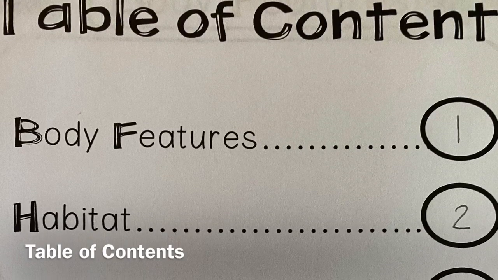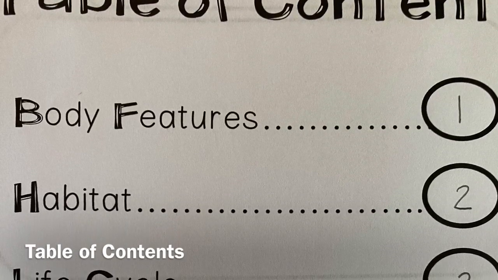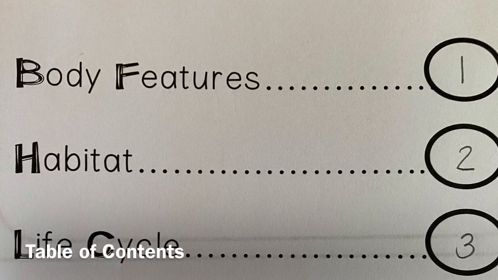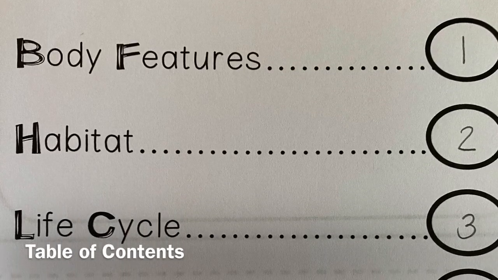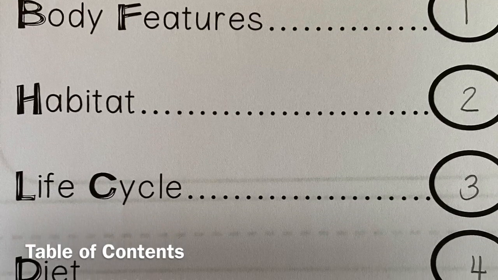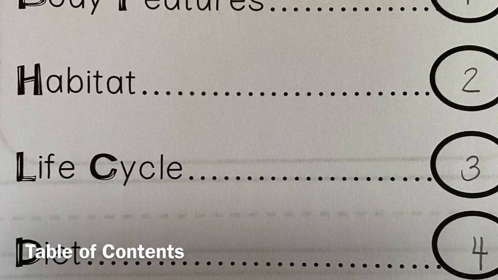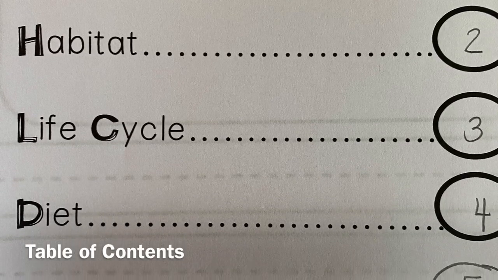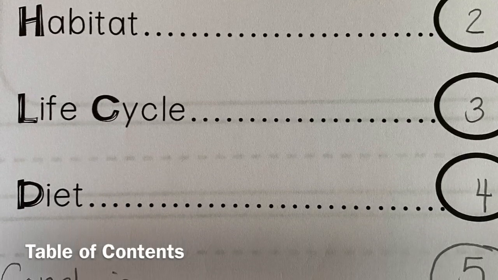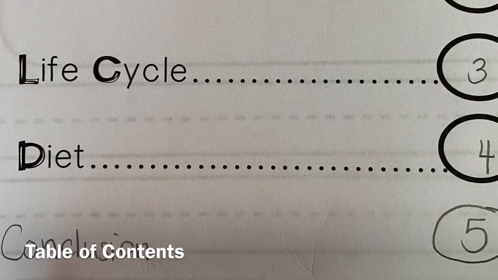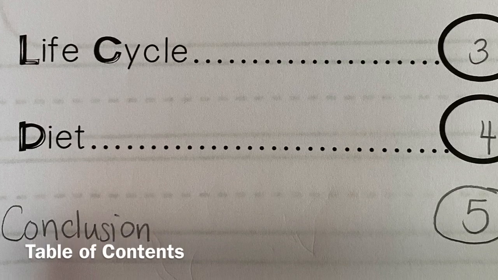The table of contents page shows the different headings that you will use in your writing and the areas that you are going to be focusing on as you teach the reader about your animal. We're looking at the body features, the habitat where the animal lives, the life cycle. Tell me about how its life begins as a baby and what it can do. And the diet. What does it eat? And then I added in one more section, and that's the conclusion.